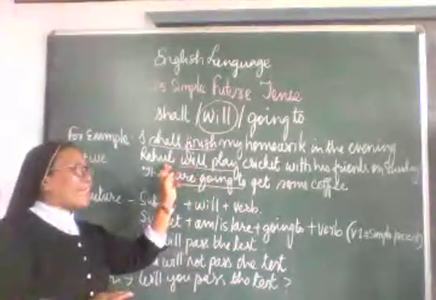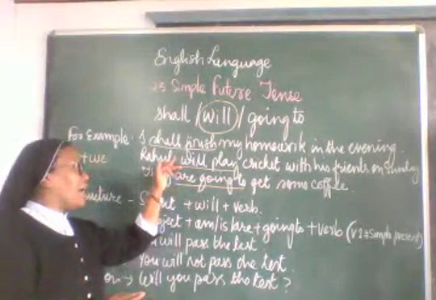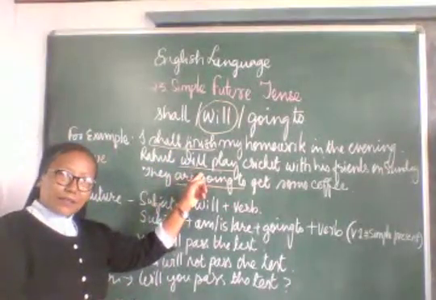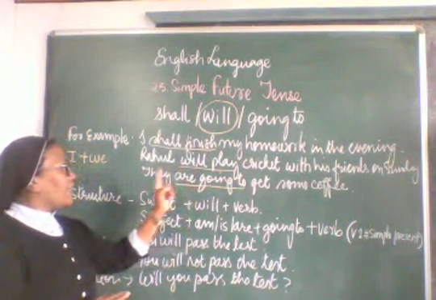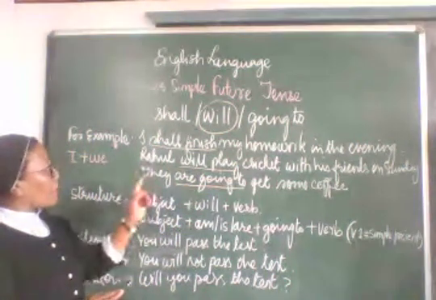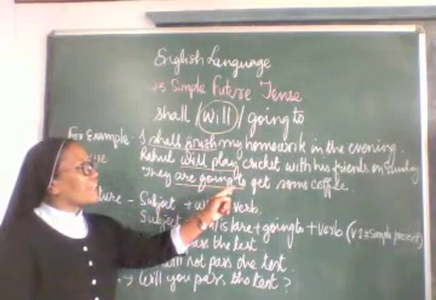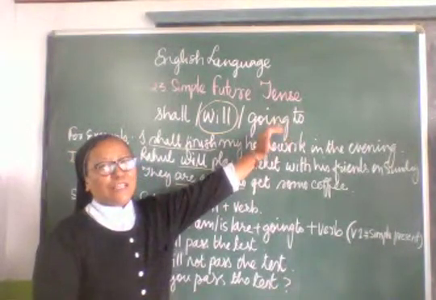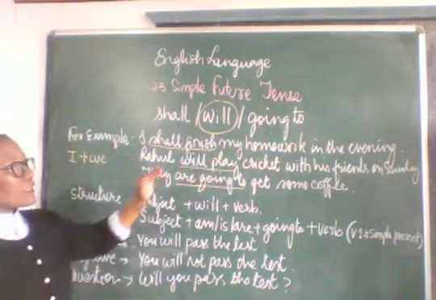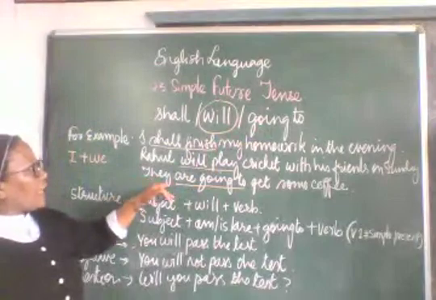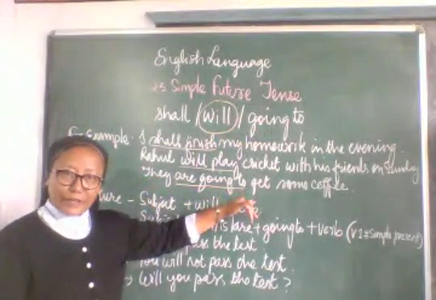Okay, always with a name, or whatever names will come, I have to use will. Okay, so remember that. And in this, they are going to get some coffee. I use this phrase, going to, okay? So this also indicates future tense, isn't it? So they are going to get some coffee.